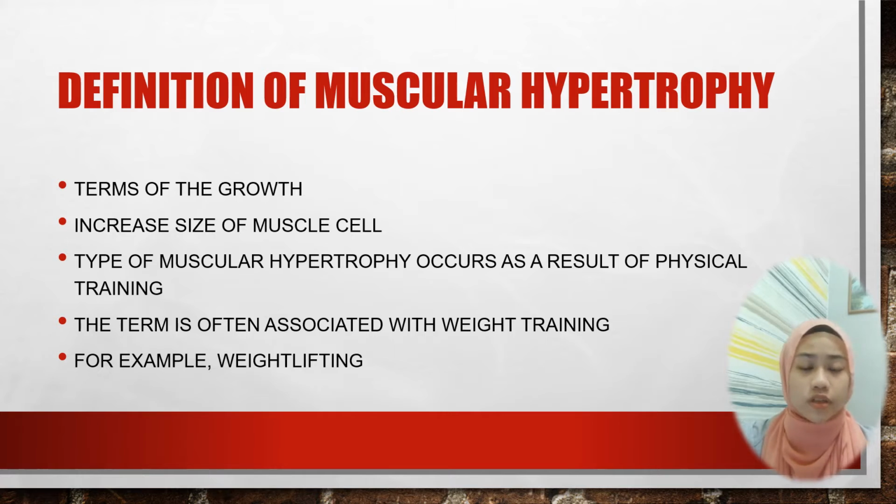I will tell you about the definition of muscle hypertrophy. Muscle hypertrophy is the term for growth and increase of the size of muscle cells. The most common type of muscular hypertrophy occurs as a result of physical exercise such as weightlifting, and the term is often associated with training. When you work out, if you want to improve your muscle, lifting weight is the most common way to increase hypertrophy.